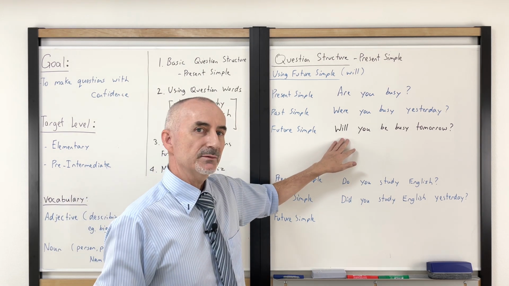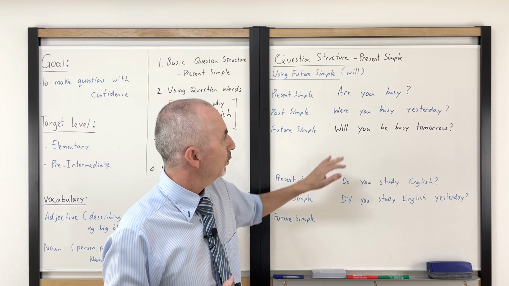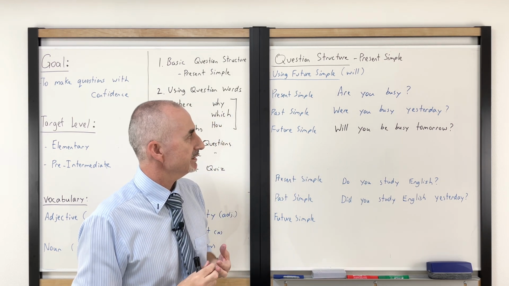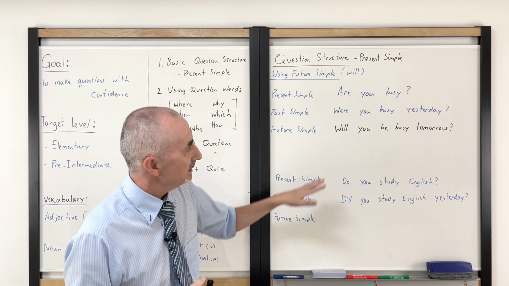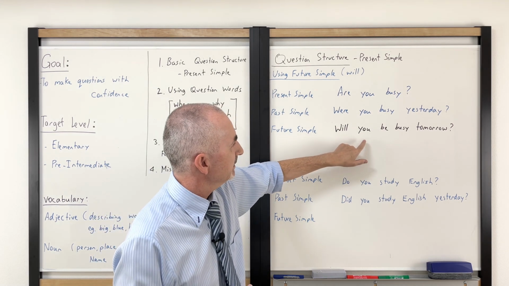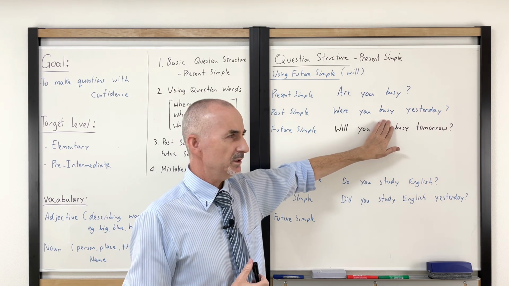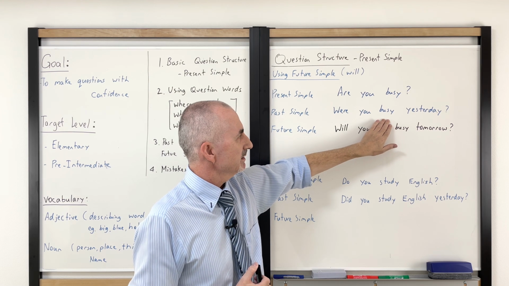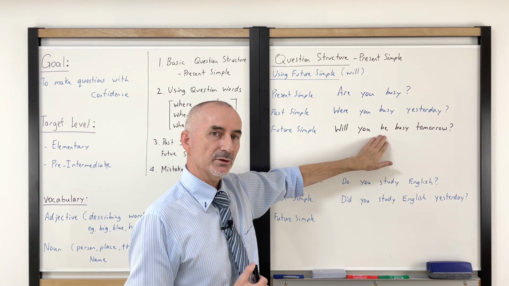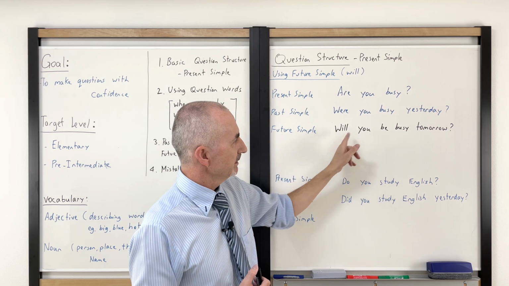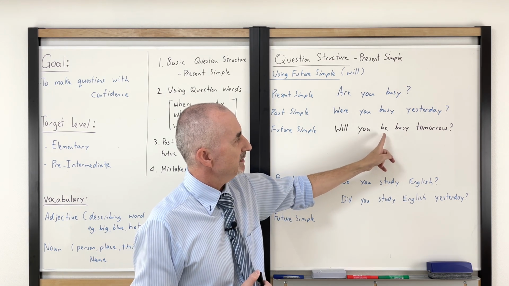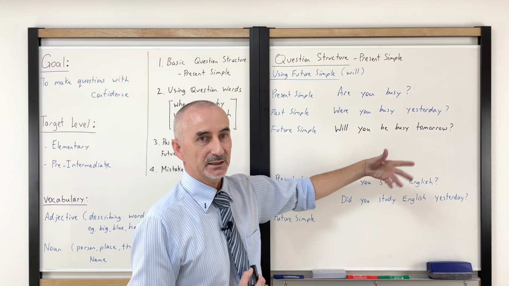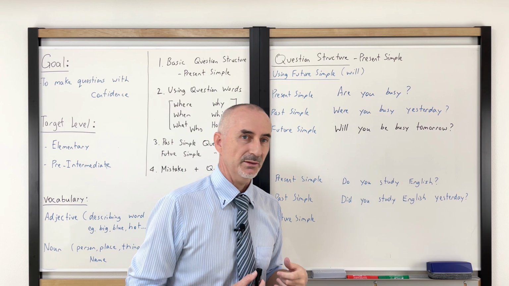Now, this is a little different. The structure is a little different because will is not a main verb. It often operates as a helping verb. So in this question, we can't say, will you busy tomorrow? We can't say that. We need another verb. We need a main verb. So we have to add, will you be busy tomorrow? Will you be a teacher next year? Will you be a student next month?